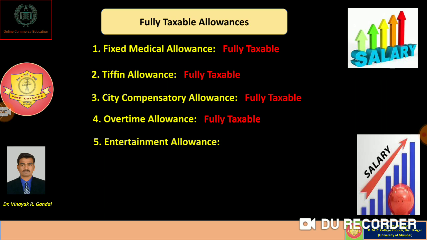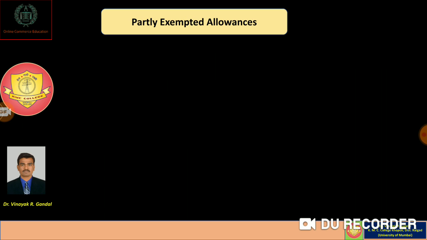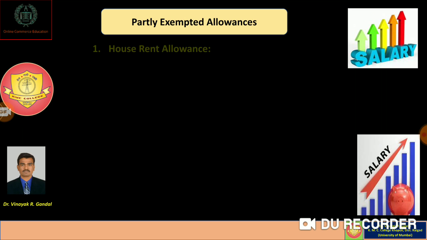Now we have to understand some partly exempted allowances and their tax treatment. Normally an employee gets house rent allowance from his employer. House rent allowance is the allowance which an employee gets against the rent he is paying for his residence in a particular place. So it is a partly exempt and partly taxable allowance. We have to understand how the taxable amount and the exempt amount are to be calculated.